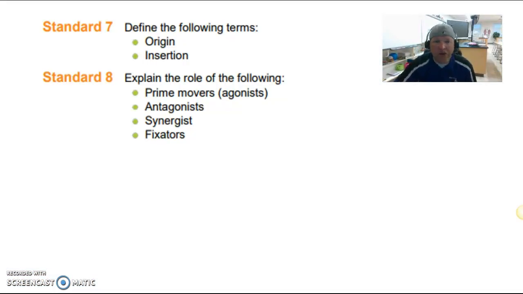So these are the goals that we're going to cover. They're just a bunch of words. These words right here might look a little sketchy, but they're not too bad. You just kind of have to get used to saying them and then they'll be fine. So let's go ahead and start with origin insertion.